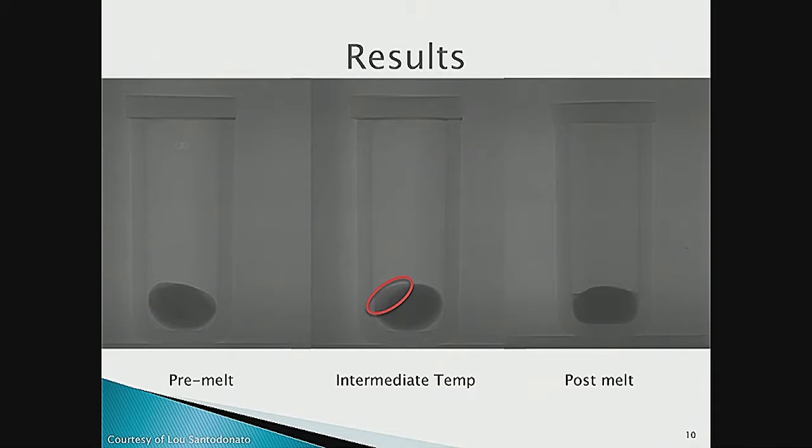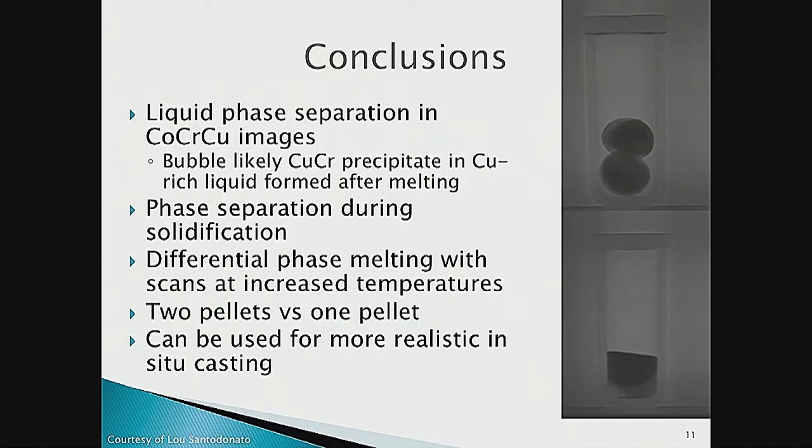Once both phases have melted, we can see this little bubble at the top and little lighter images on the side, saying we do have liquid-liquid phase separation. So what does this mean? It is possible to achieve liquid-liquid phase separation in this type of experiment, and the little bubbles that we get are likely a copper-chromium precipitate. We can get phase separation during solidification.